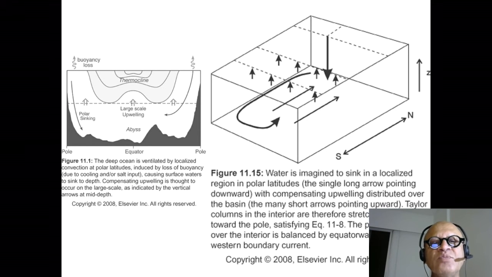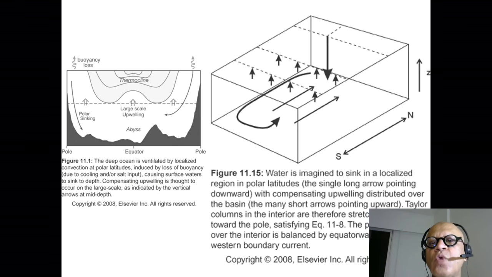And we had deep water formation with buoyancy losses in both high latitudes. And we imagined that this sinking is being compensated by this broad, large-scale upwelling. So now we are trying to estimate the upwelling in the North Atlantic with this model. So this is how it would look. The sinking is happening here. Let's say this is in the Nordic Seas, which is way on the eastern side of the North Atlantic.